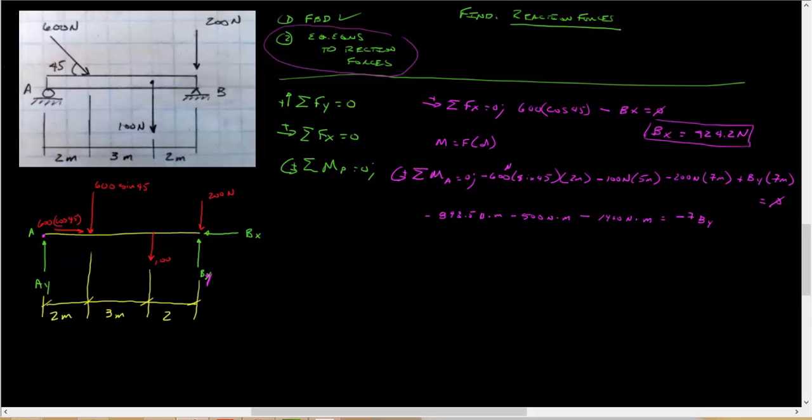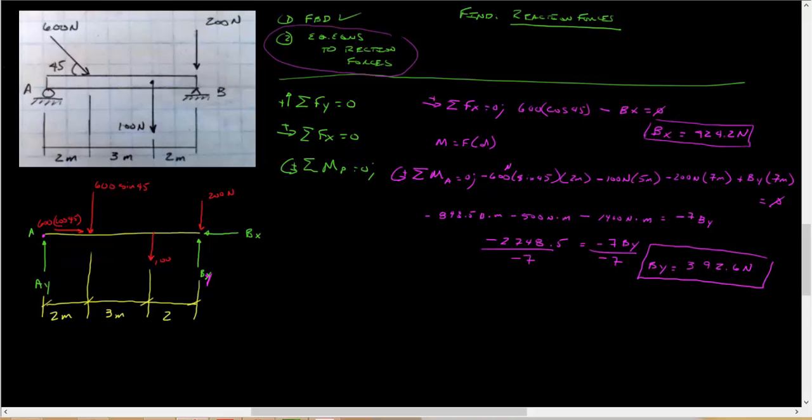Now, using algebra, I can see if I multiplied everything by negative, everything becomes positive. So I could say that if I sum these all up, I could get 2748.5, and that would be negative 7 By. If I divide negative 7 By by a negative 7, I would also get that By comes out to be 392.6 newtons. So now I have solved for Bx and By.